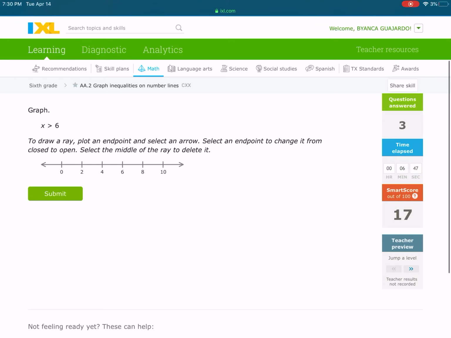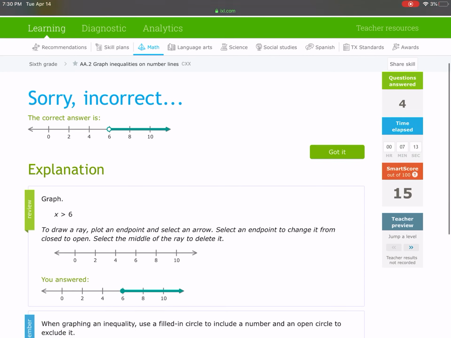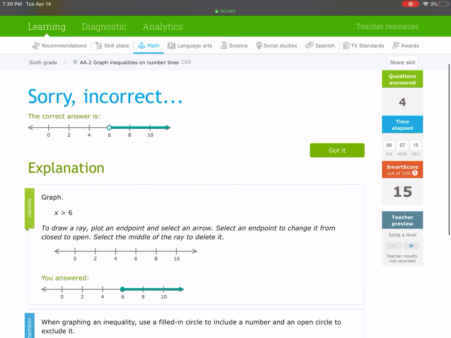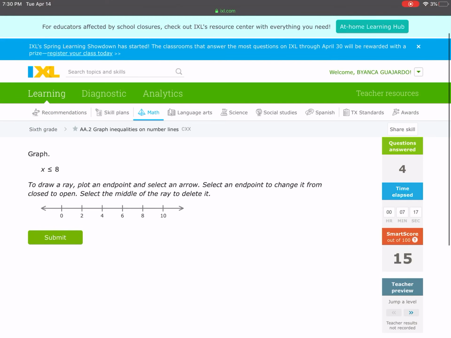Let's try another one. So I have 6 again. It's going to be an open circle, right? Because it can't be equal to. And I have x is greater than 6. So I want to look at all the ones to the greater side, so that's to the right. And I'm going to go all the way to the end. Now, one mistake I will see is you guys are going to keep it filled. You're going to automatically want to do it filled in. It's going to be wrong. You need to make sure that it has the correct circle and goes all the way to the end.